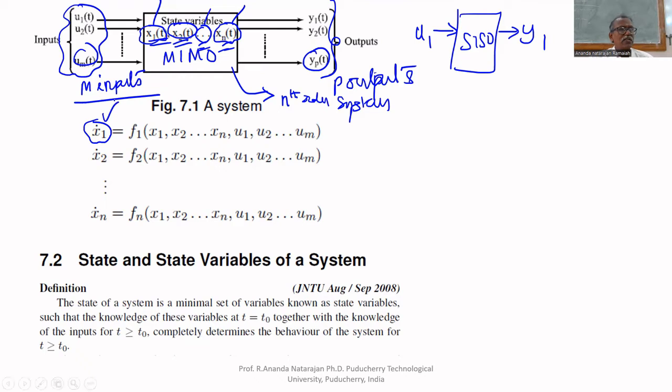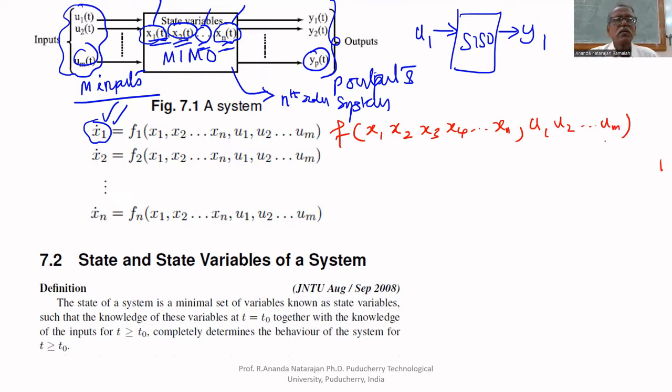It's a derivative of each variable. Derivative means what? Velocity. Velocity of x1, velocity of x2, velocity of x3, like that. That can be written as a function of all state variables, x1, x2, x3, x4, etc., xn, and all inputs. What are the inputs? How many inputs? The m inputs, u1, u2, etc., um. You can write x1 dot as a function of x1, etc., xn, comma, u1, etc., um. Like that we can write.